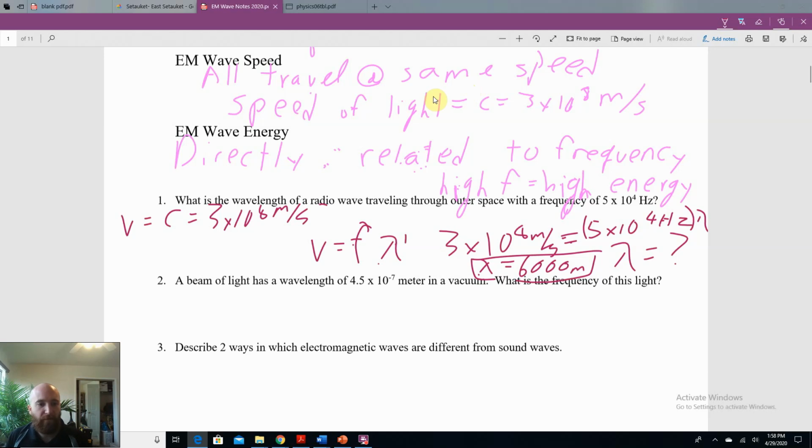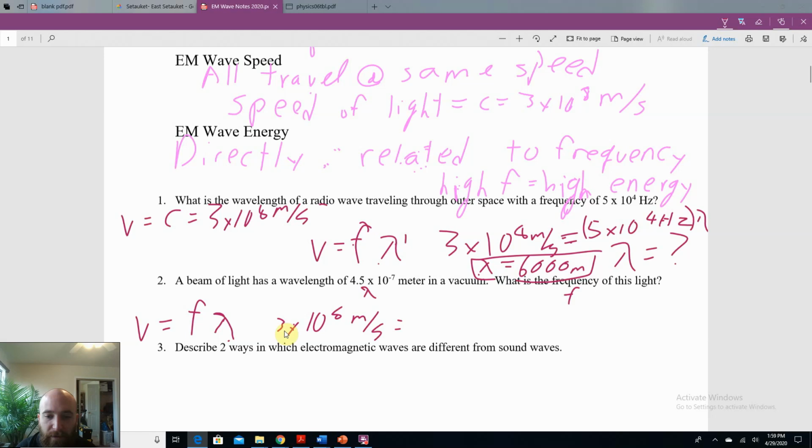Number 2. A beam of light has a wavelength of 4.5 times 10 to the negative 7 meter in a vacuum. What is its frequency? Alright, so again, we've got a wavelength here. We want the frequency, that's f, and right away there is an equation with f and lambda in it. v equals f lambda. And again, it seems like we don't have the information to do this, but we know the speed of light. It's a constant. It's 3 times 10 to the 8th meters per second.